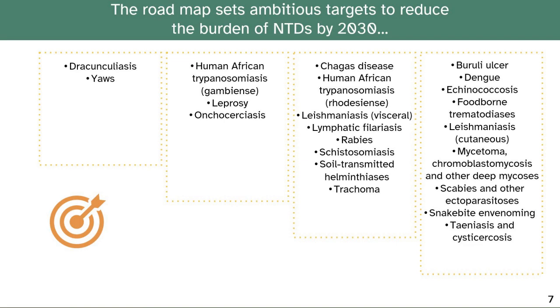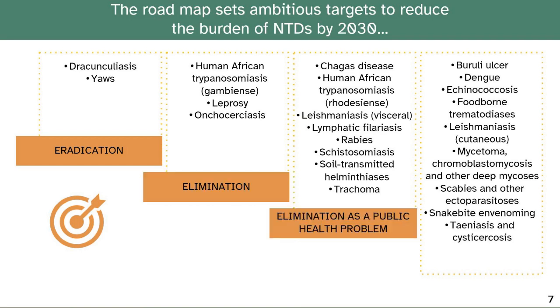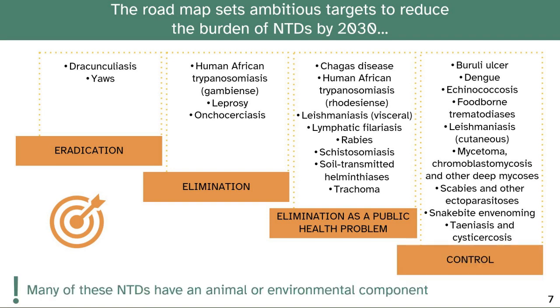Each of these 20 diseases and disease groups is targeted for either eradication, elimination as a public health problem, or control by 2030. Each of them poses its own specific challenge, but many of them also have something important in common. They have a strong animal and environmental component. This means that they are not only a human health problem, but they also involve the health of animals and the environment as part of the problem, but also the solution.